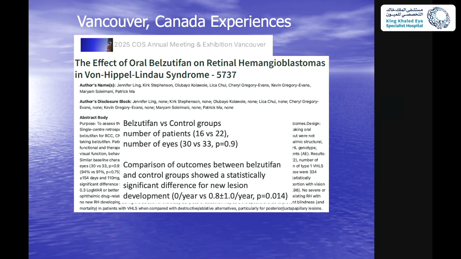In Vancouver, working with the oncologists, we have a VHL clinic, and so we were able to look at patients comparing those on belzutifan versus those on control. And we presented that at our recent COS meeting in Vancouver. We found that we have 16 patients with belzutifan versus 30 patients with control, and we've shown that the number of new lesions was significantly lower among those patients receiving the treatment.